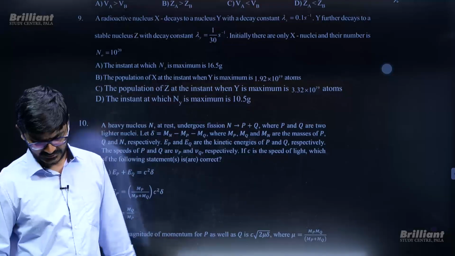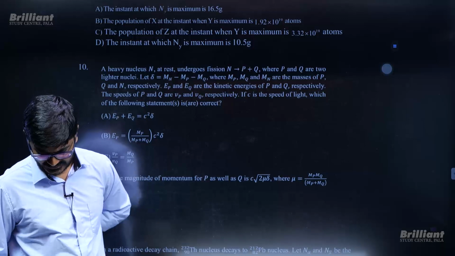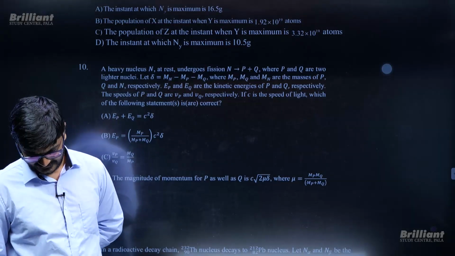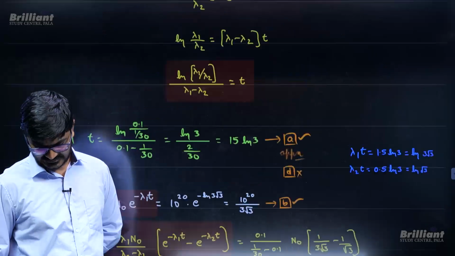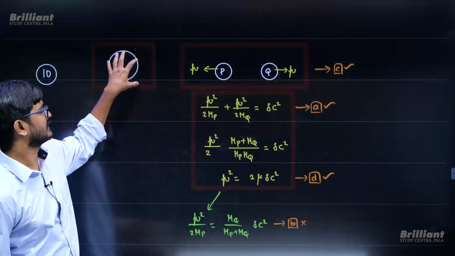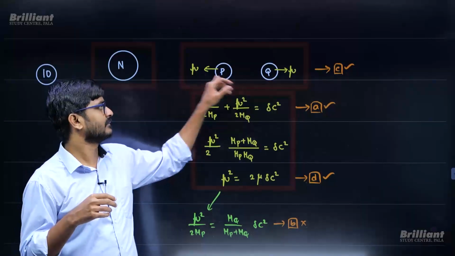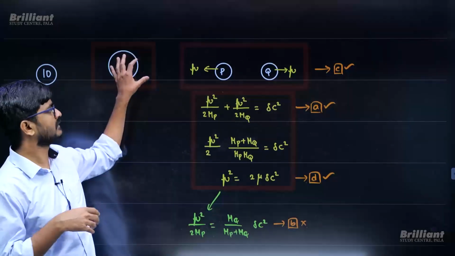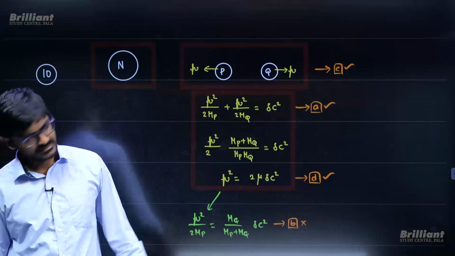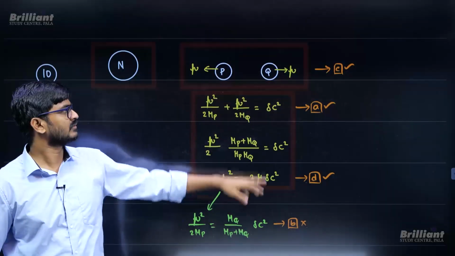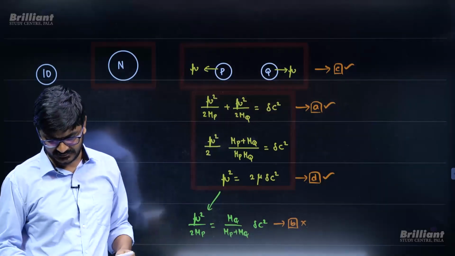Okay, the next question goes like this: a heavy nucleus at rest undergoes fission, where P and Q are two lighter nuclei. This is the speed of light. So what's happening? There is a nucleus at rest, it is breaking into two parts and they move away. If this momentum is P, the other momentum will also be P, because the initial momentum of the system is 0, so the final momentum must be 0. From there I can get option C, that both momenta must be the same in magnitude, so m1 v1 equals m2 v2.